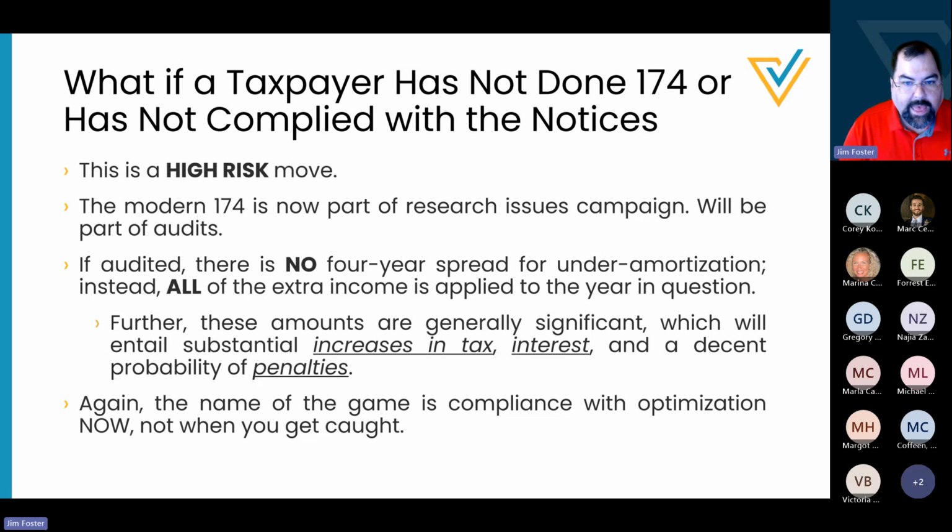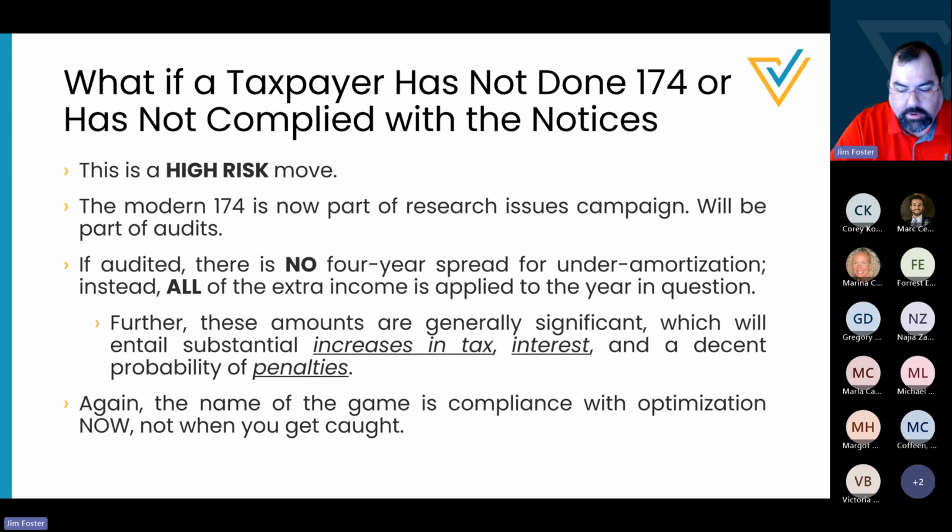And if they determine that you were under amortized, there is no 4-year spread. They're just going to put all that extra income in that year. That's going to increase your tax. You're going to have interest from that year forward, because you didn't pay all your taxes. And because these amounts can be so large, I wouldn't be surprised if they tried to assess penalties. Now, all of that's able to be fought in audit if it happens, but the better thing is to get in compliance now, not when you get caught.